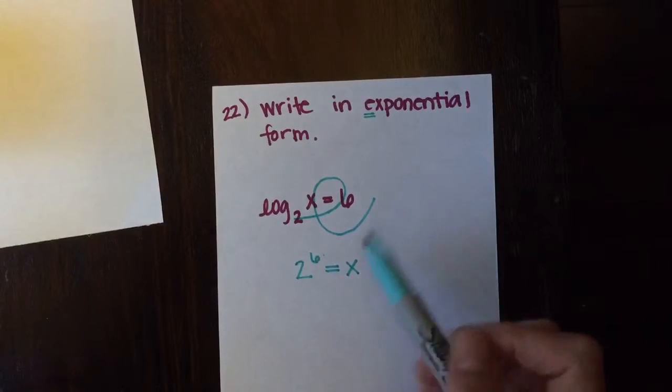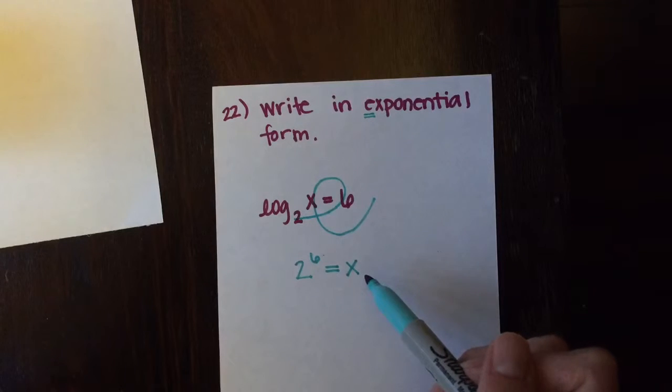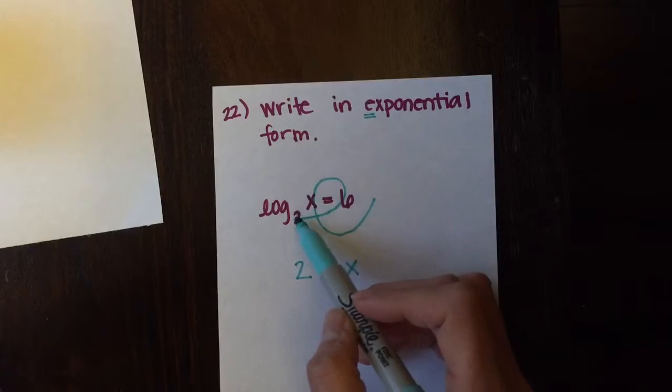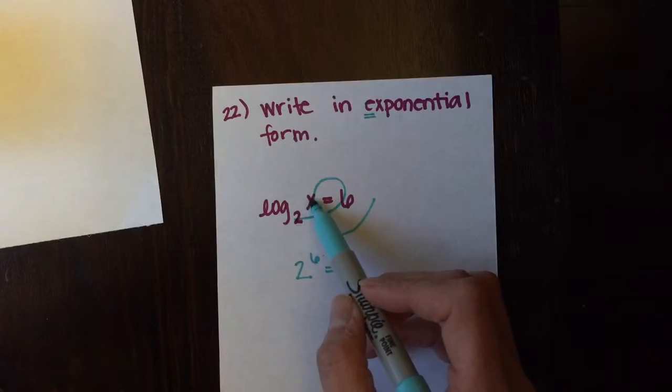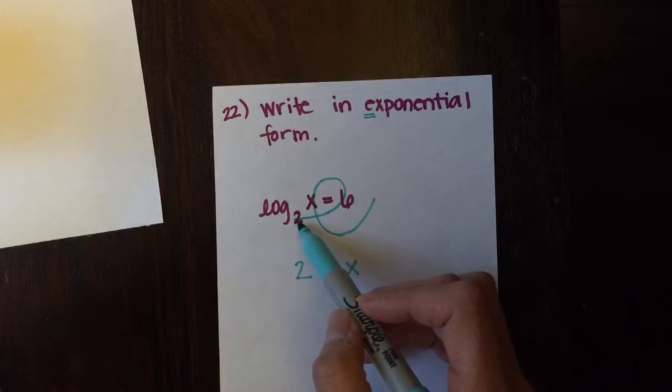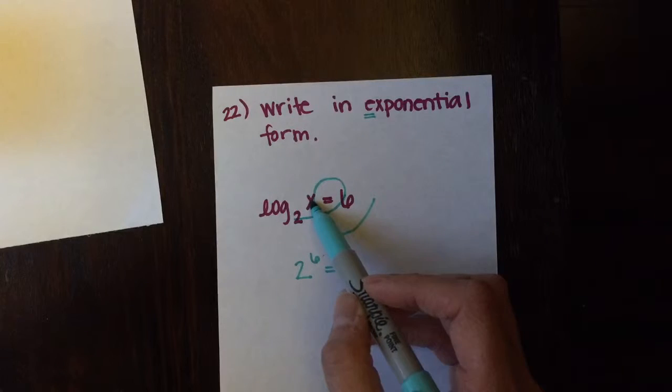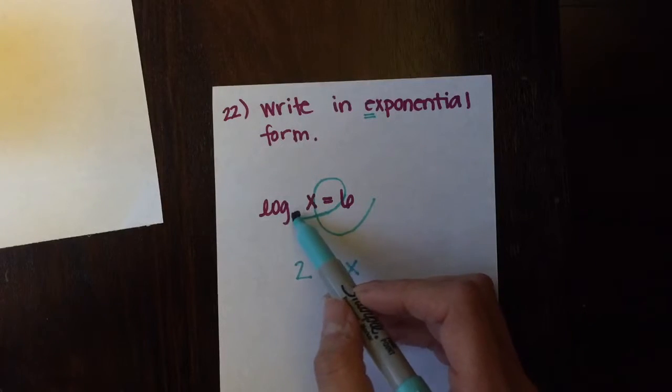x. And this is going to be really helpful when we try to start evaluating logs. Remember, you're always thinking to yourself when you see a log, 2 to what power equals x? Or if it's asking you to rewrite it like this one, 2 to the 6th power equals x. Logarithm means power.